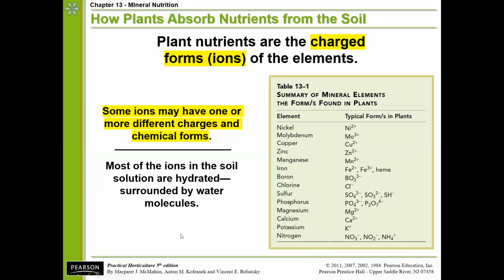Of course, in the soil solution, the ions themselves are hydrated. That's actually how they're bonded to water, surrounded by these water molecules. So the plants take up the water, but then they have the barrier for the nutrients themselves. So how are they actually absorbed?